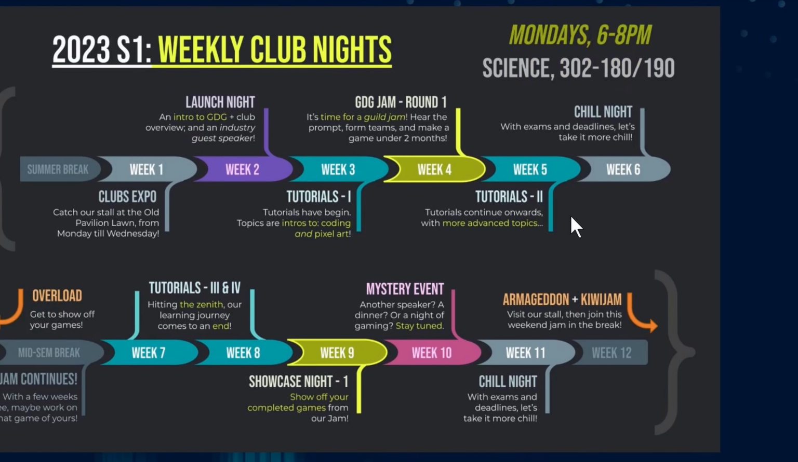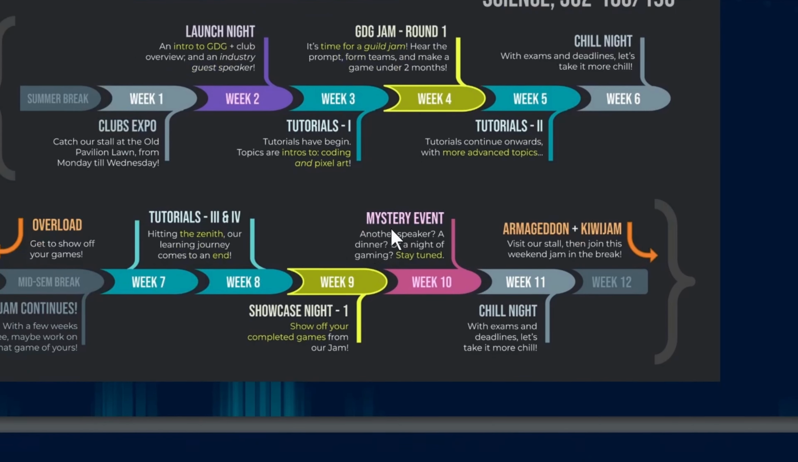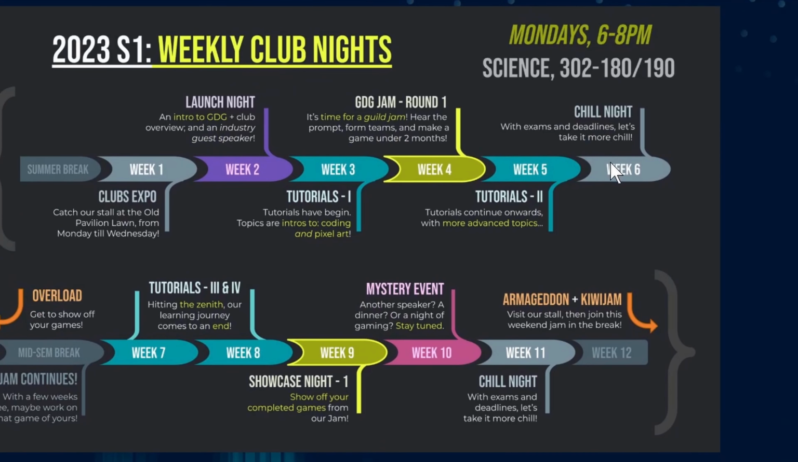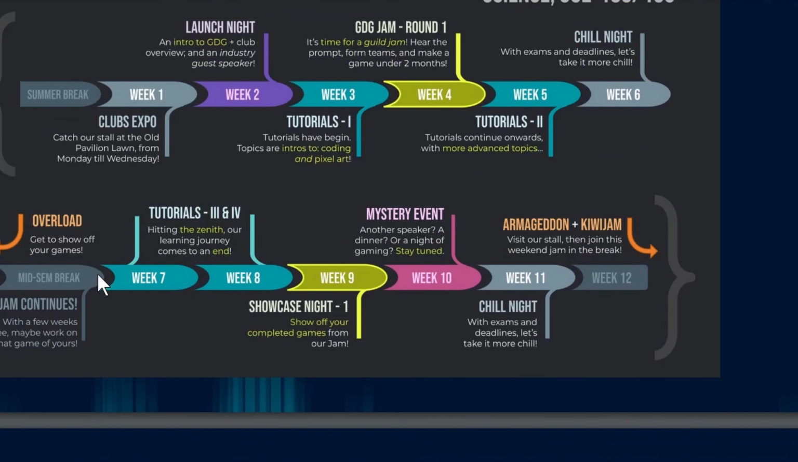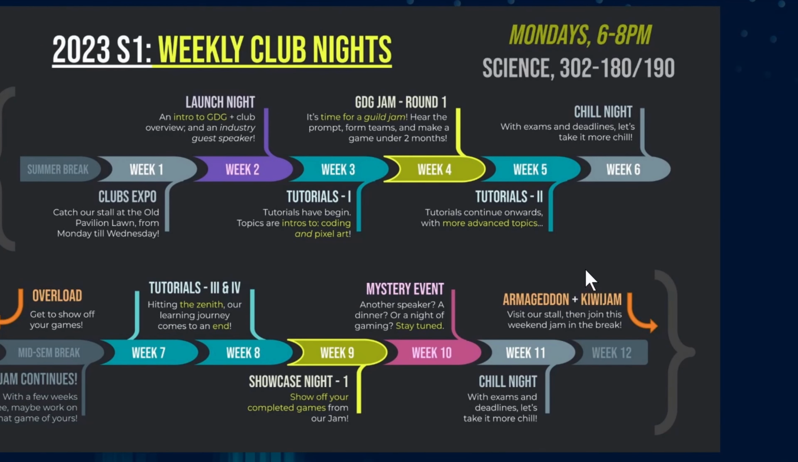Then after that, we just have a few other things like more tutorials, some chill night because, man, I have tests in week 6. Then more tutorials after the break. Showcase night is when the jam ends and we actually show off our games. Mystery event, which is actually in the works now, but we won't talk about it yet. Chill night for week 11, and then obviously week 12, people have exams, so we kind of shut down for then. That's the general layout of the rest of our semester. But yeah, game jam starts next week.